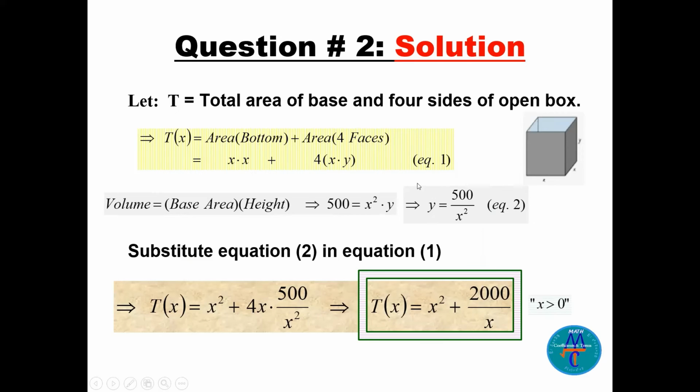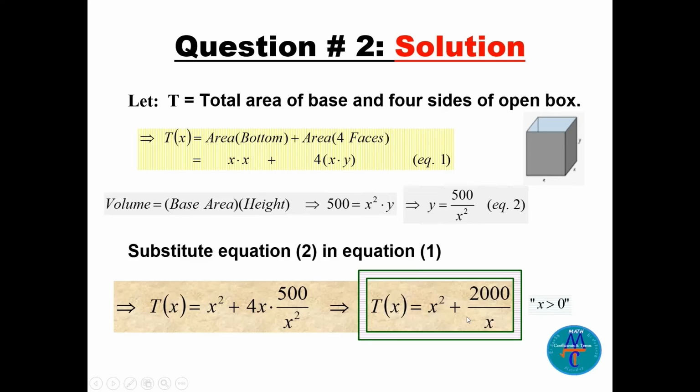Each area will be x times y, so you multiply that by 4. Now the volume of this box will be the area of the base times the height. It was given 500 is equal to x squared, this is the area of the base, times y, the height. So y will be 500 over x squared. Replace now equation 2 in equation 1. You will get this function T of x. It will be x squared plus 2000 divided by x.